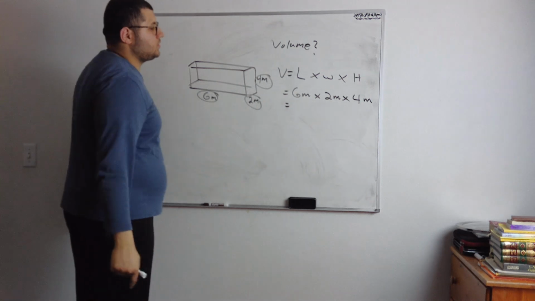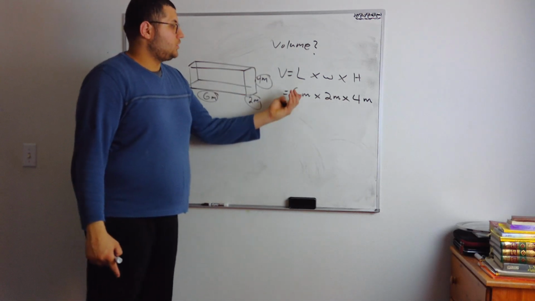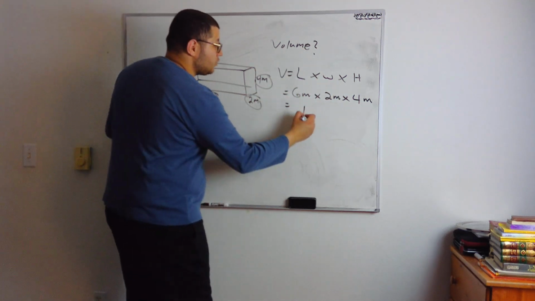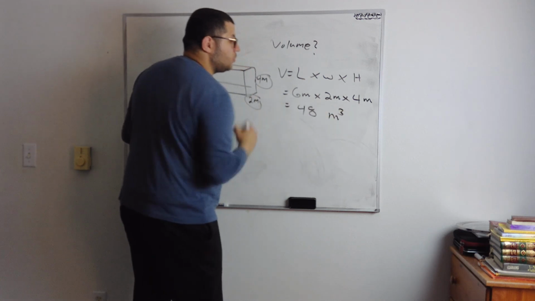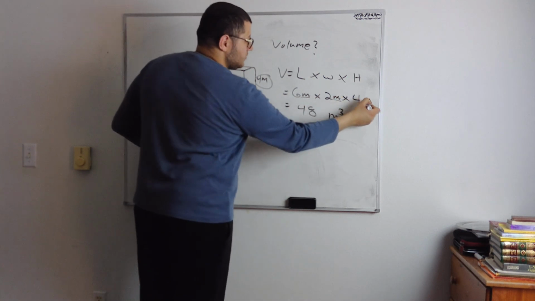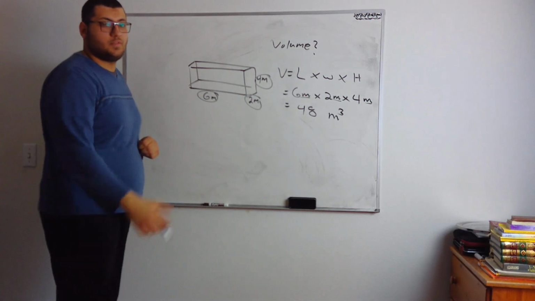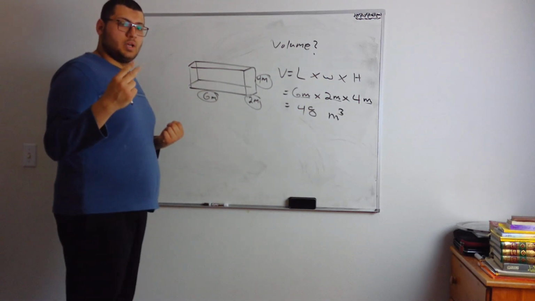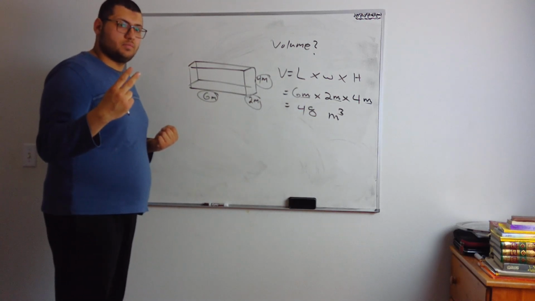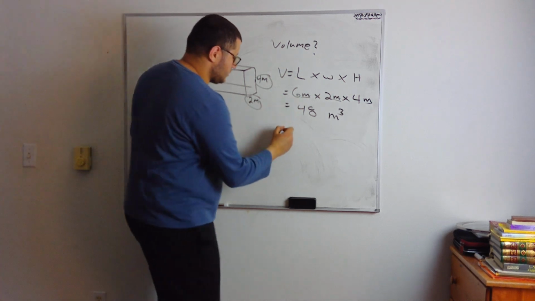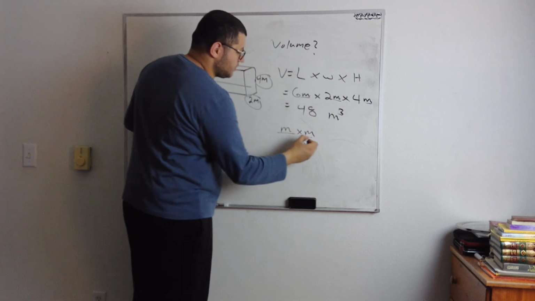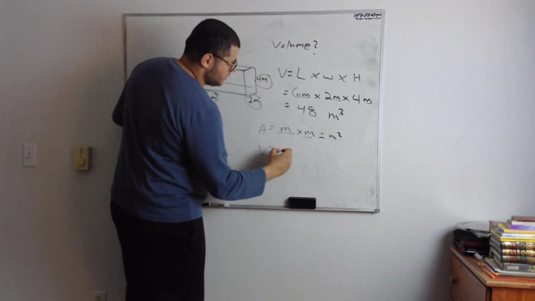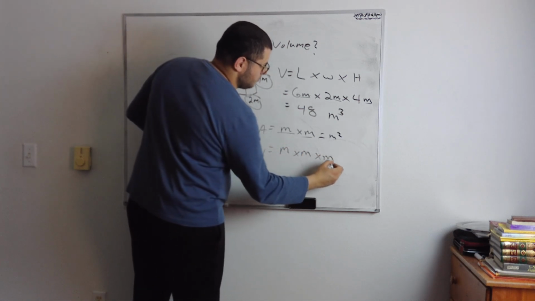6 meters times 2 meters is 12 meters squared. 12 meters squared times 4 meters is 48. 48 what? 48 meters cubed. Why cubed? Because the meters are being multiplied 3 times. If it was area, it's only meters squared, because the units are being multiplied by themselves twice. For area it's meters times meters, so meters squared. But for volume, it's meters times meters times meters, meaning it's meters what?